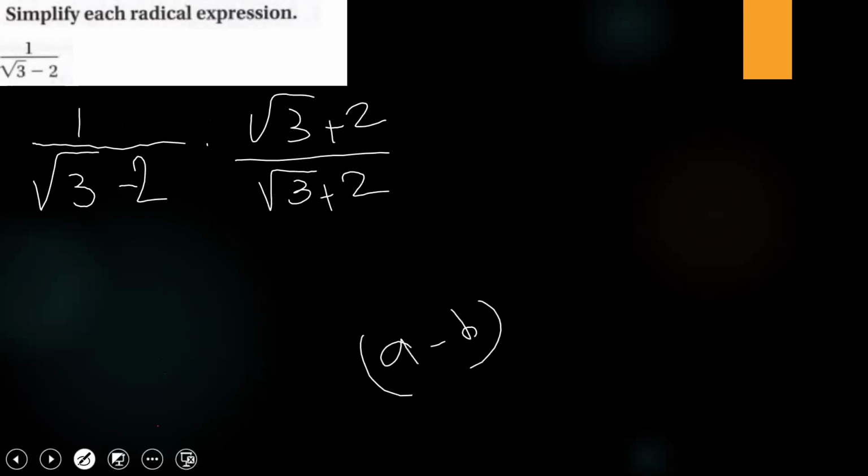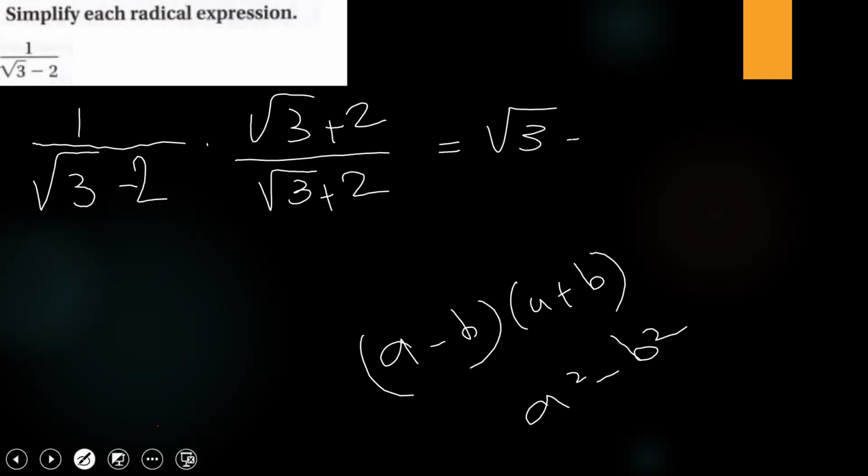Here, as we said, we have to multiply by square root of 3 plus 2 over square root of 3 plus 2. When we multiply a minus b times a plus b, what do we get? We get a squared minus b squared. Teacher, I remember now. So here we have square root of 3 plus 2 over square root of 3 squared, which is 3, minus 2 squared, which is 4.